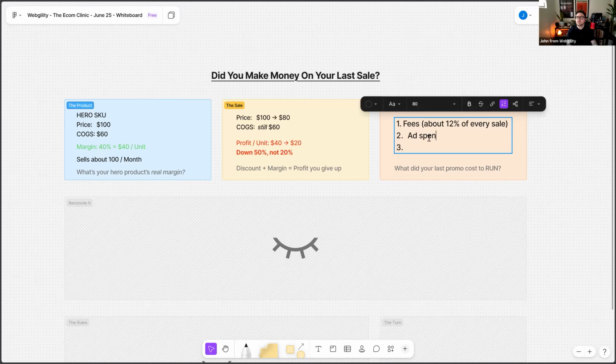And you've got your ad spend. And we'll use, again, another general number here, 1500. And the discount hits all units, even the ones you'd sell anyway.